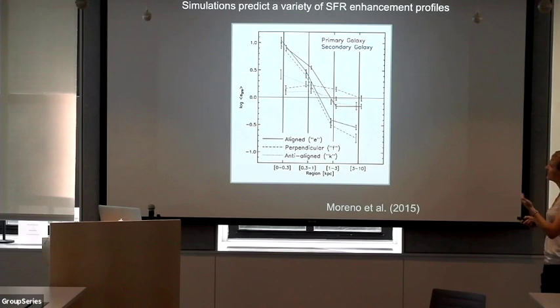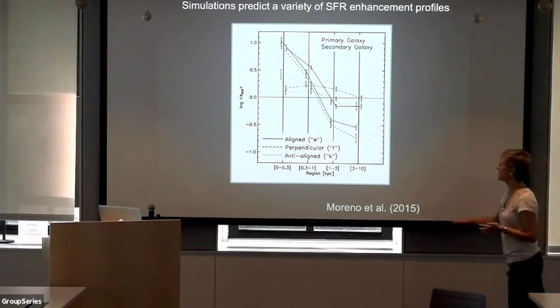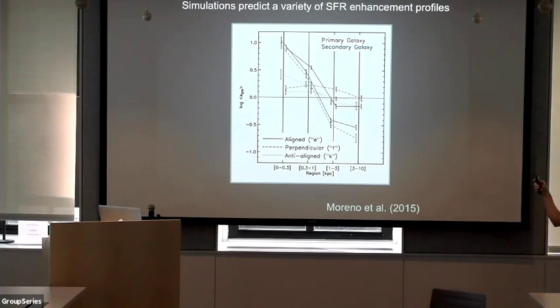It's not 100% clear why this is. One proposed mechanism that Jorge made in his paper was that the gas that is being funneled into the center, triggering these starbursts, means that you've depleted the gas reservoir in the outer part, such that the star formation is suppressed. But I think there could be other possible explanations as well. But the prediction, nonetheless, is that there is a large variety.